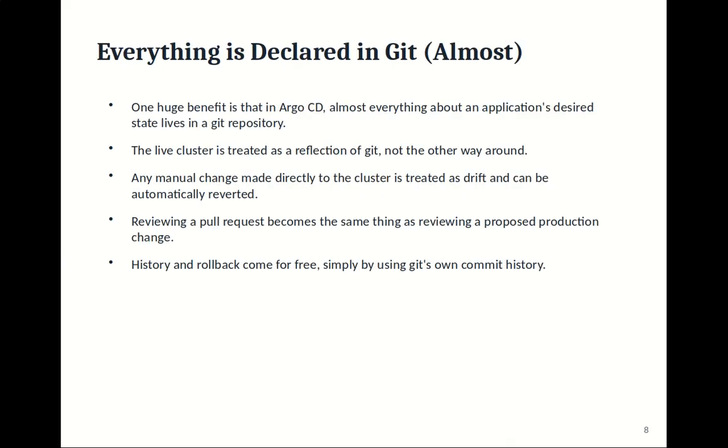Everything is declared in Git, almost. One huge benefit is that in ArgoCD, almost everything about an application's desired state lives in a Git repository. The live cluster is treated as a reflection of Git, not the other way around. Any manual change made directly to the cluster is treated as drift and can be automatically reverted. Reviewing a pull request becomes the same thing as reviewing a proposed production change. History and rollback come for free simply by using Git's own commit history.